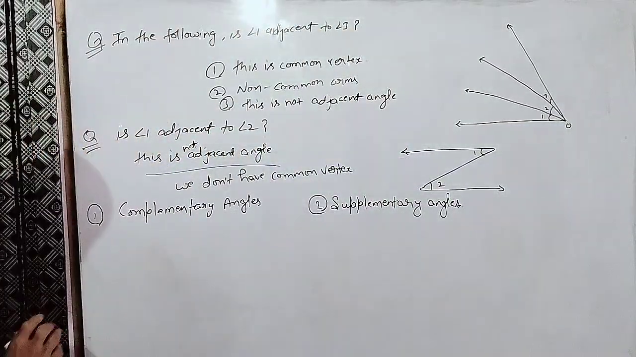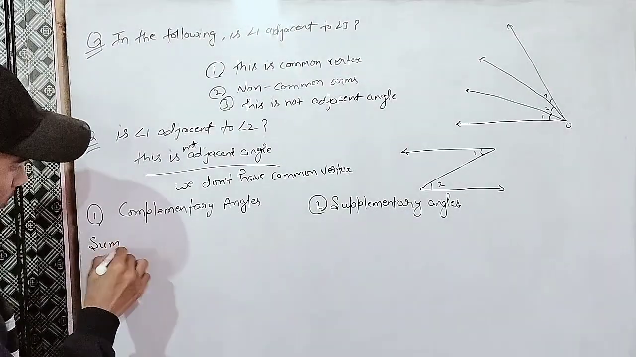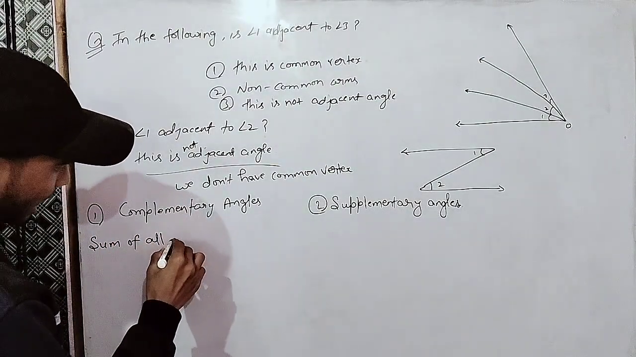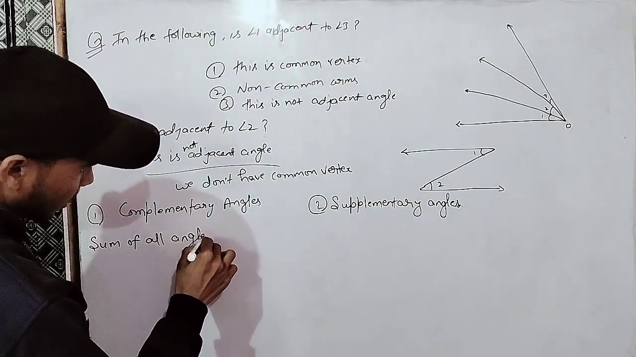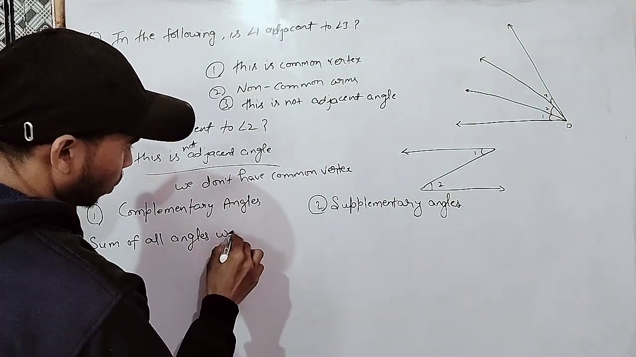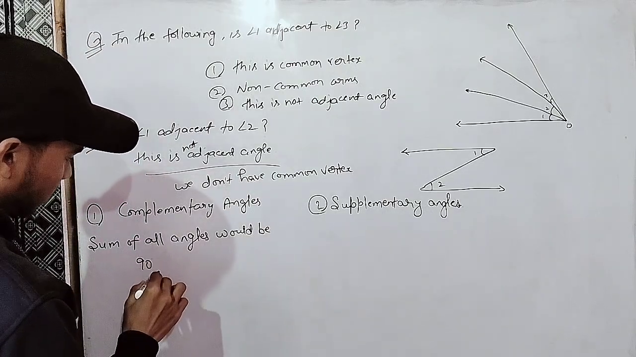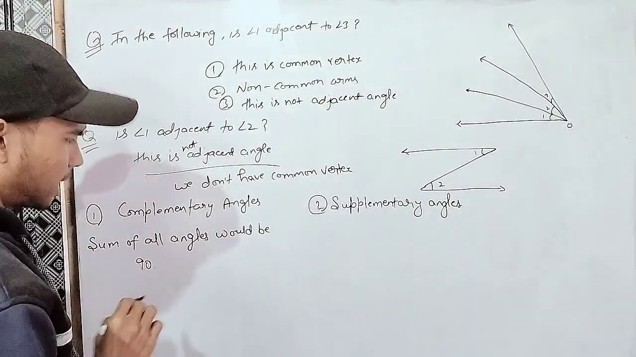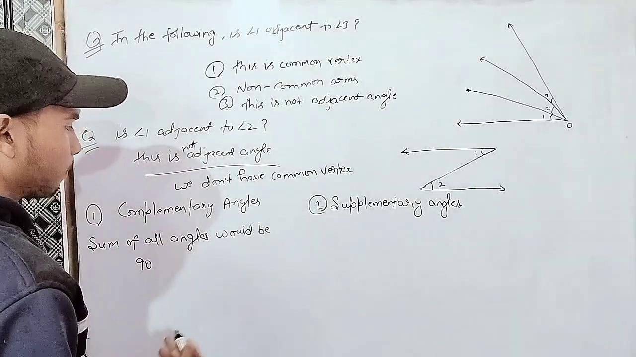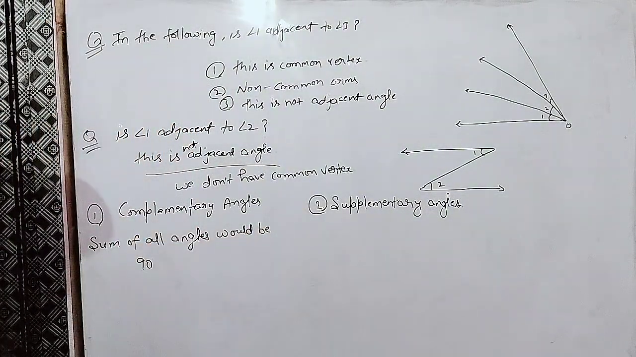So the definition of complementary angle is the sum of all angles would be 90 degree. Got it? In other words, we say a right angle.